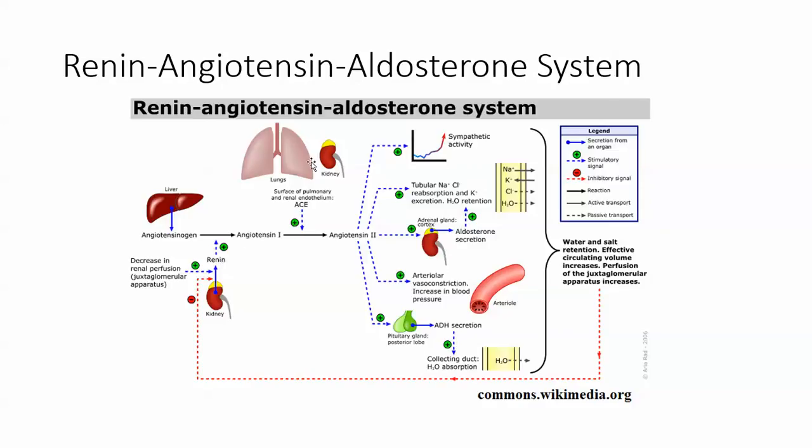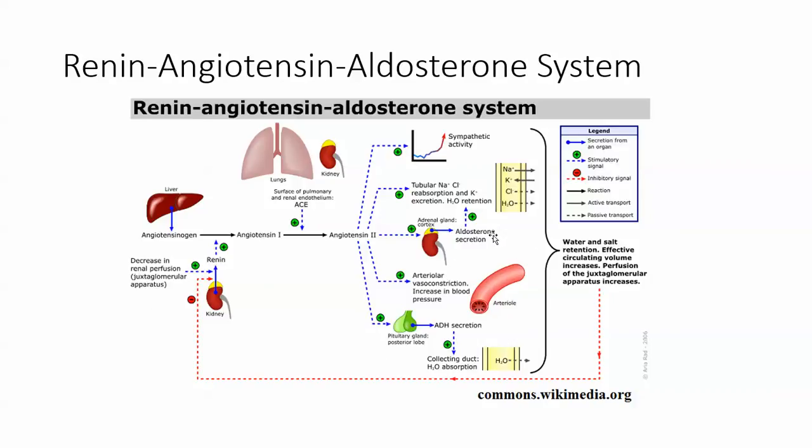Then this ACE, or angiotensin converting enzyme, converts angiotensin 1 to angiotensin 2. And it has a lot of functions, as you can see. The main one right here is arteriolar vasoconstriction. It increases blood pressure. So this whole system is designed to increase the blood pressure.